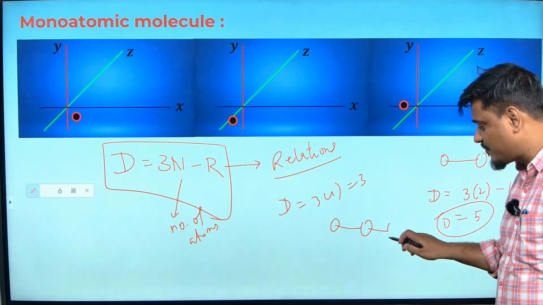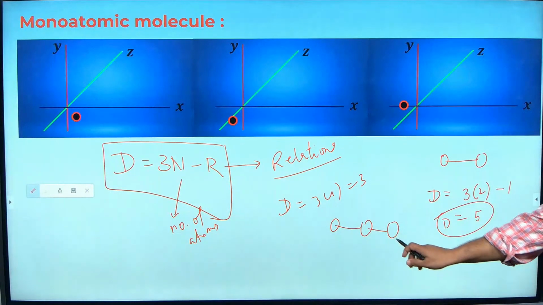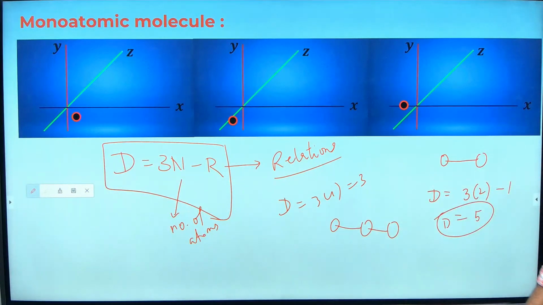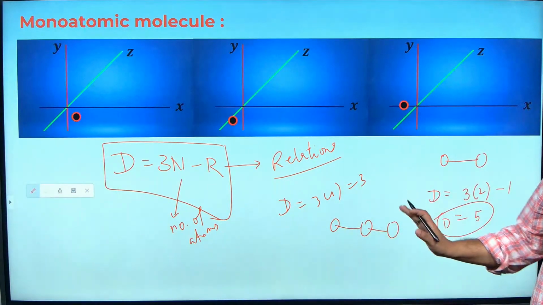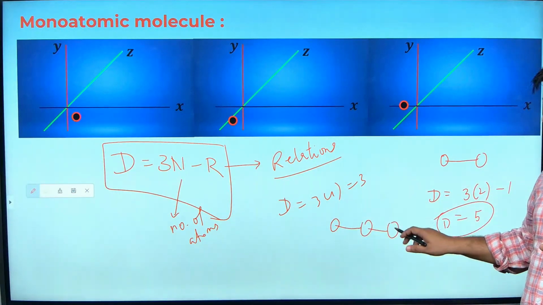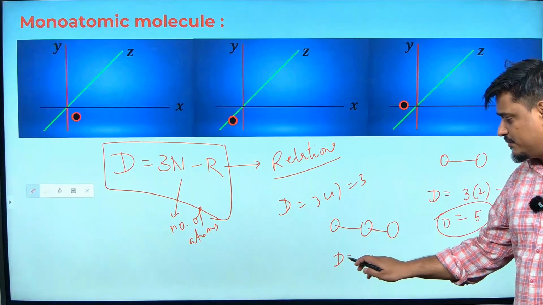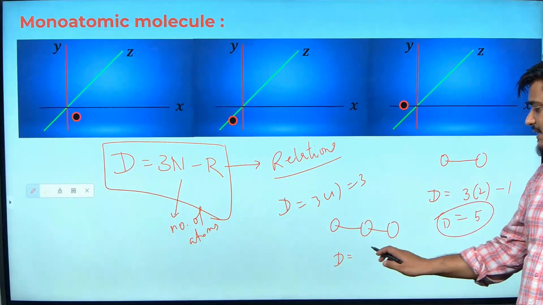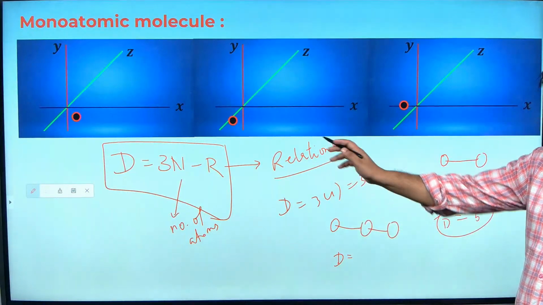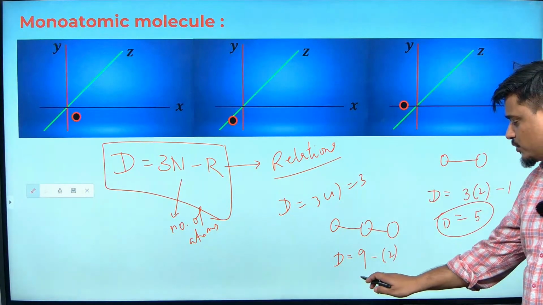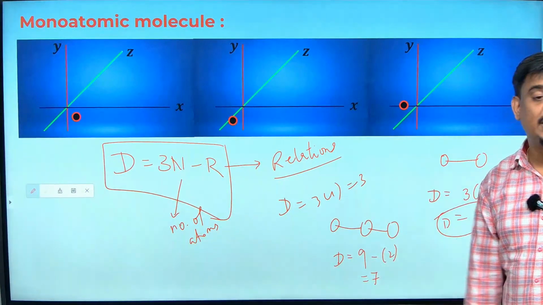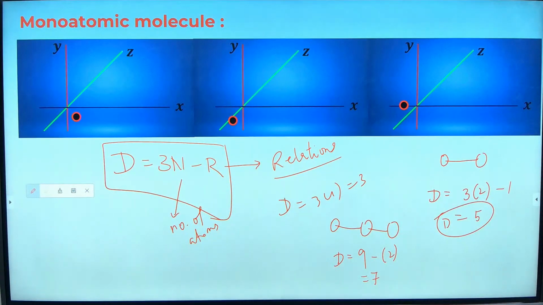If you have triatomic, there are two possibilities. One is this. It has two relations. We'll talk about rotational and translational later. I'm talking now in a simple way. If it is having two relations, then what is the degree of freedom? 3 into 3 is 9. Minus relations 2. 9 minus 2 is how much? So the degree of freedom is 7 for triatomic linear.